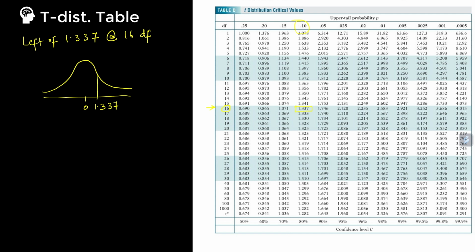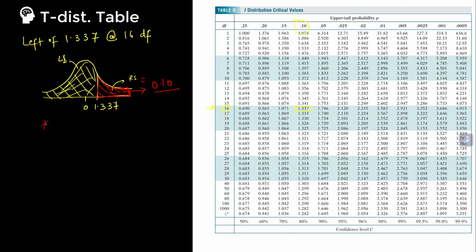So this side is right side, this side is our left side. We need left of 1.337, this whole complete portion. But this 0.10 is of only this portion. It always gives us the right side portion. So this is our 0.10. From this point till this point, this whole covered up portion is 0.10. We need the left side of it.